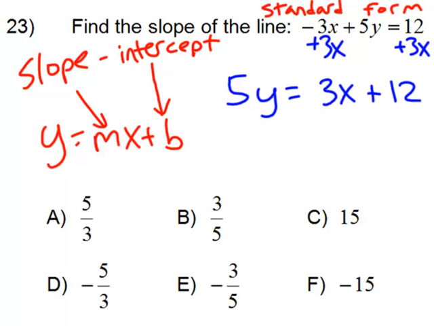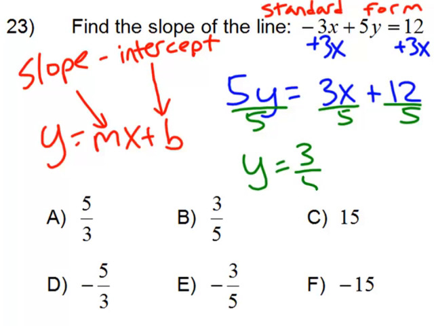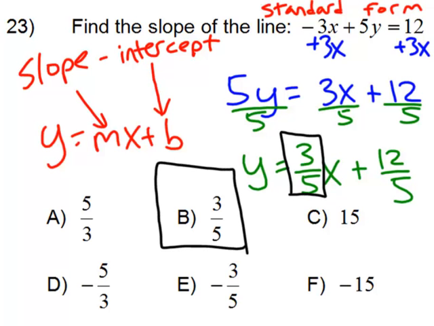Again, to get y by itself, we'll now divide both sides by 5, and make sure that you divide everything, all the terms, by 5. So there's one term on the right, and then another term on the right. And we see that our slope-intercept form is y equals 3/5 x plus 12/5. Well, it turns out we weren't interested in the actual equation. We just wanted to find the slope of that line, and we see it right here, 3/5. Our answer is B, 3/5.